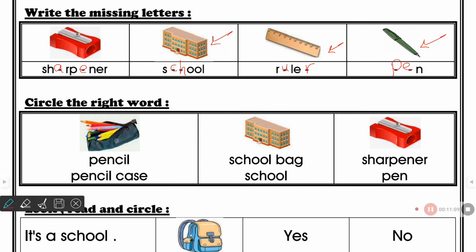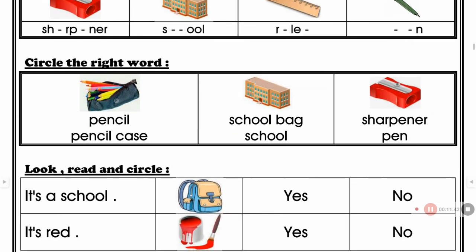Circle the right word. What is this? It's a pencil or it's a pencil case. It's a pencil case. And what is this? It's a school bag or it's a school. Yes, it's a school. Look at this picture. What is this? It's a sharpener or it's a pen. Yes, it's a sharpener.